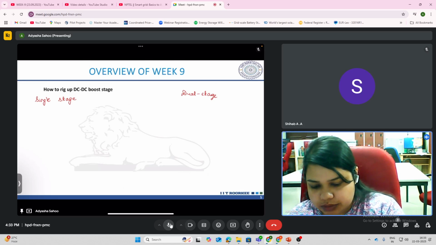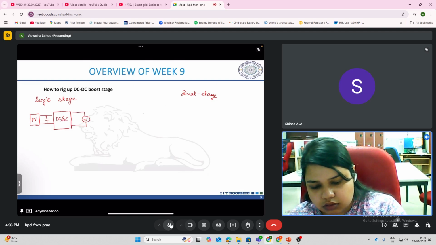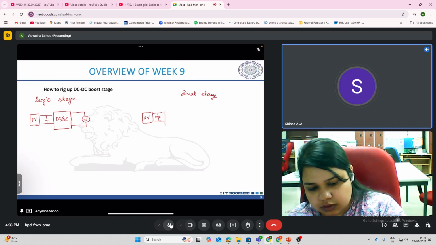So in the single stage setup, we have this PV panel. Then you have the DC link capacitor, and then you have the inverter, and then you have this grid connection. Now in the dual stage, we first step up this voltage.